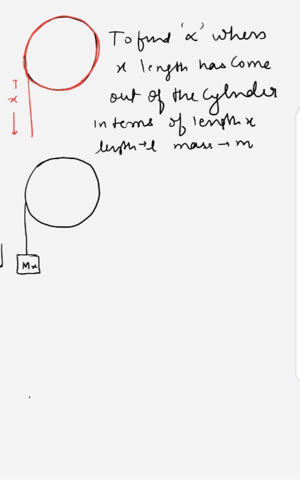Now some length is still left on the cylinder, wrapped around the cylinder. That length is L minus x. So the corresponding mass would be m of L minus x. Or you can also say that the total mass was m minus mx which has come out. That we have to see. Now simply we will solve the question.